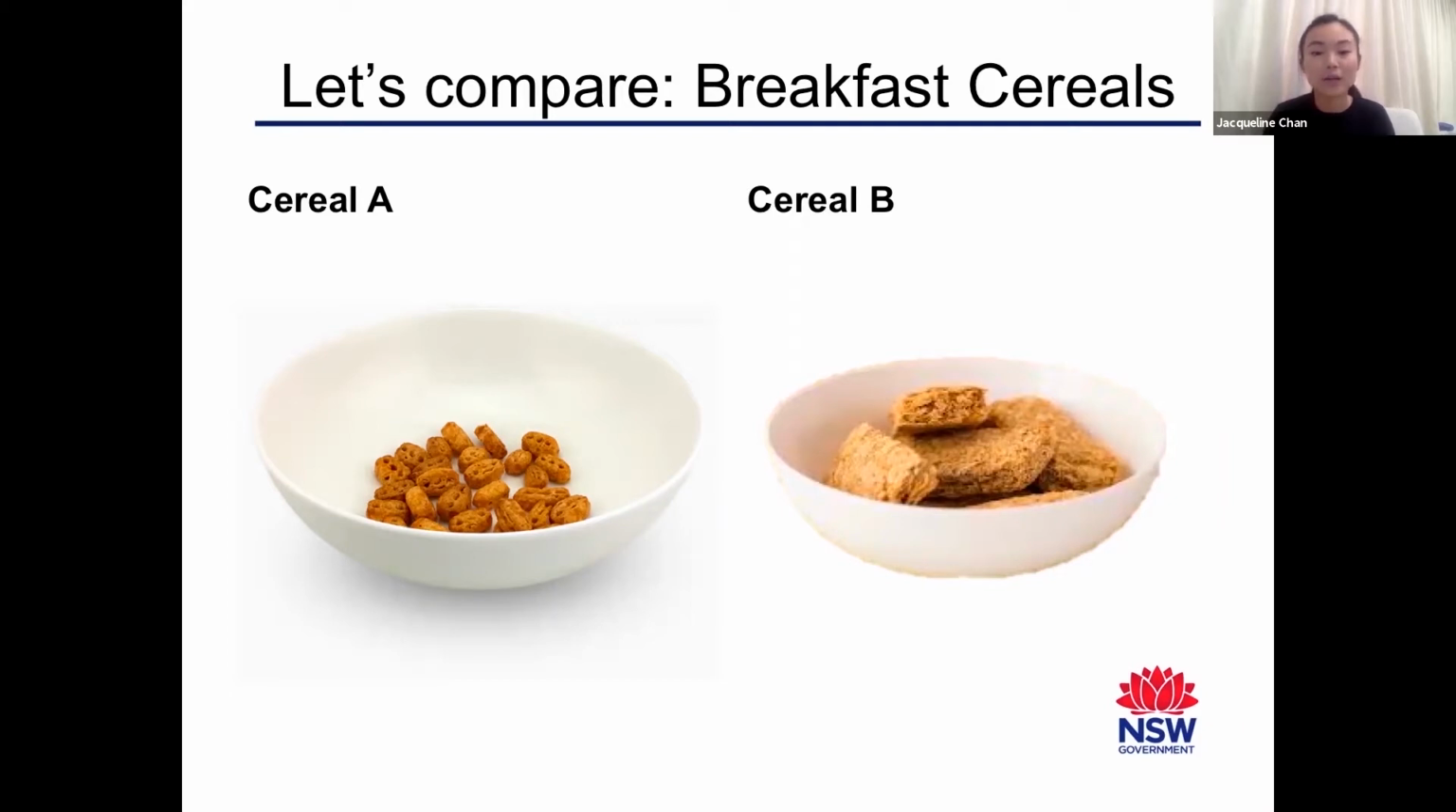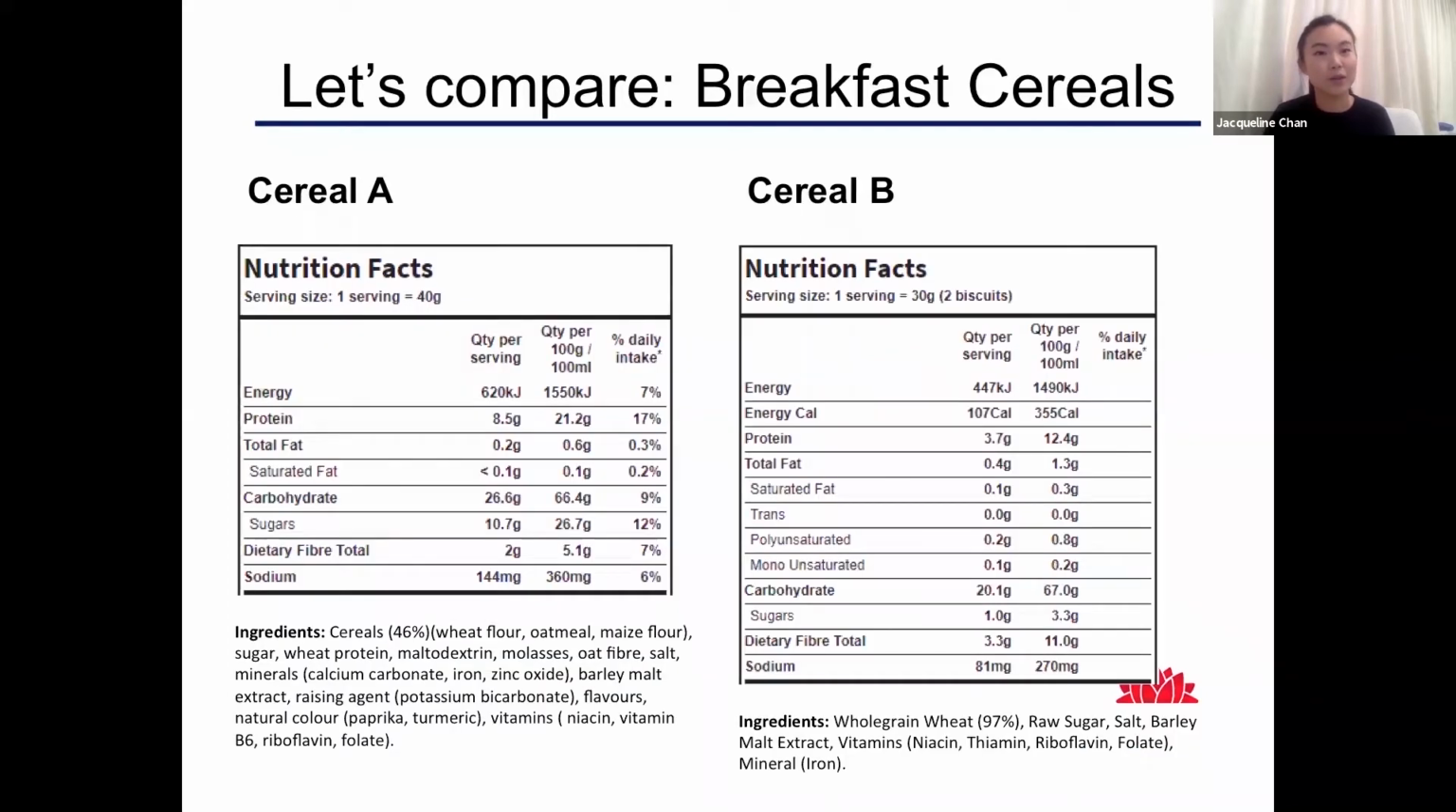So let's have a look at the nutrition information panel. What we want to look for is the per 100 grams column. We can see here that the serve sizes are different for the two cereals and we can't use this to compare the two products. And then step 1 of the label reading steps is to check the fat.